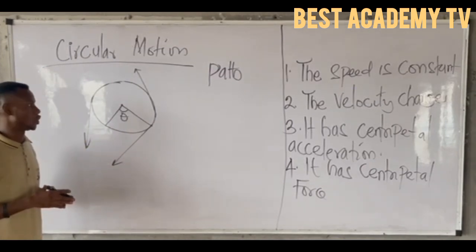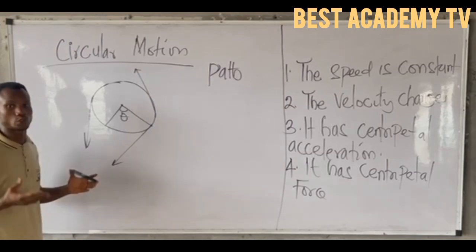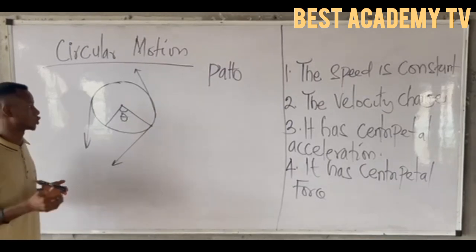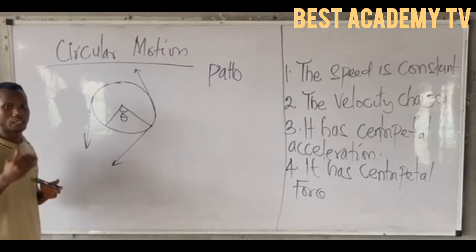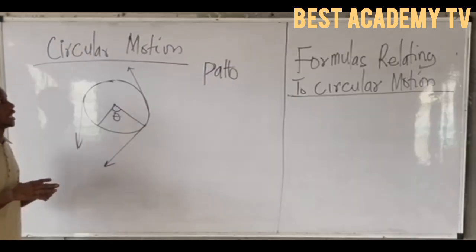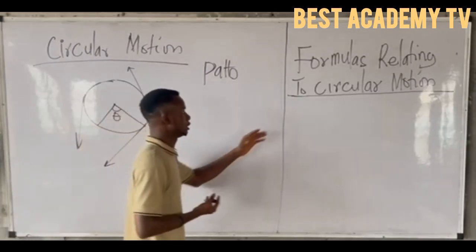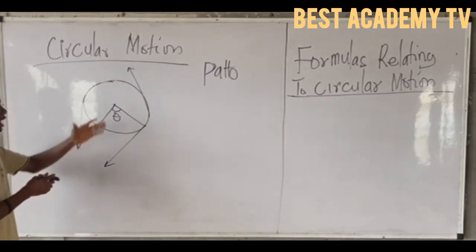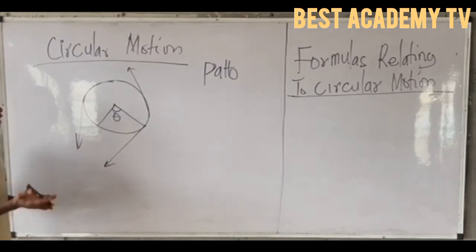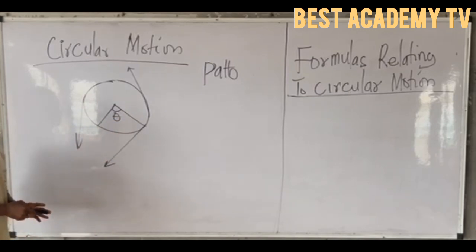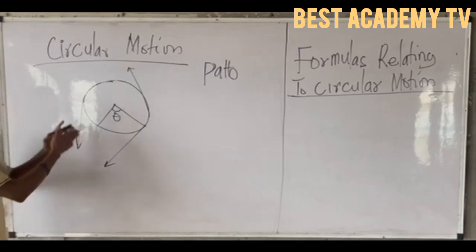Now, let's try to deal with the formulas relating to circular motion. Formulas relating to circular motion. Let's treat some formulas relating to circular motion here. The first formula here is the formula relating linear velocity towards circular velocity, that is called linear speed. Now, how do we derive this?